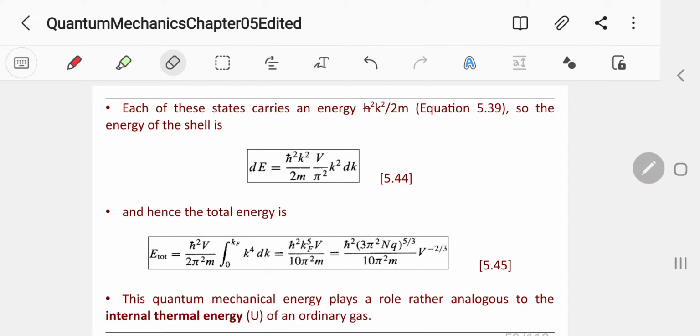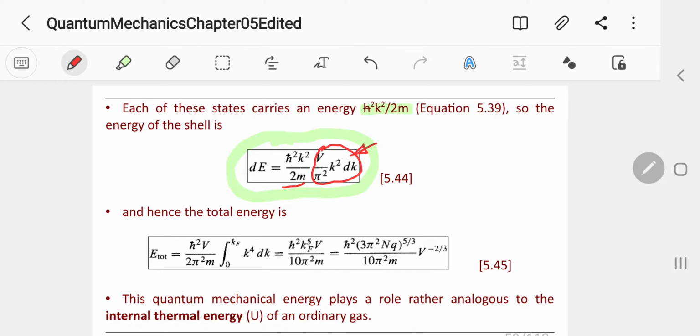But each of these states carries an energy equal to h bar square k square over 2m. So you have to multiply each of them by this energy, and so your total energy change will be this. This was your number of electron states, and this is the energy in that state. This is the change in the volume, or change in the number of electron states, this one here.